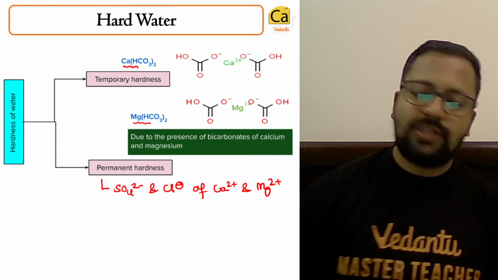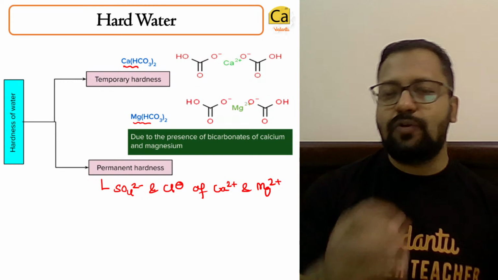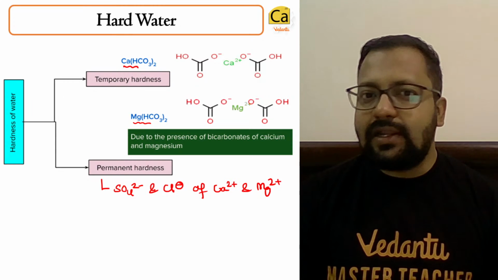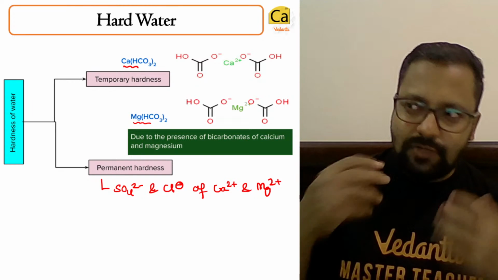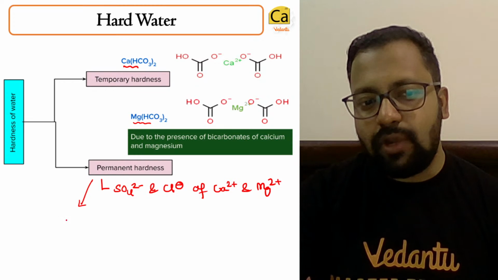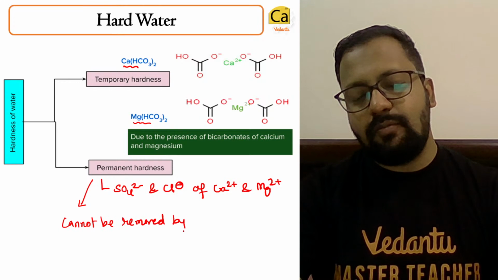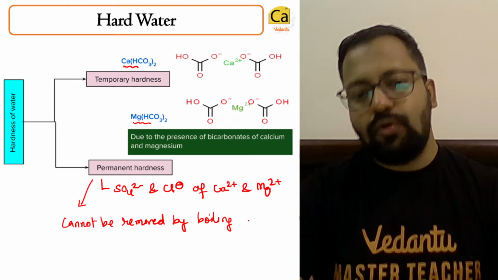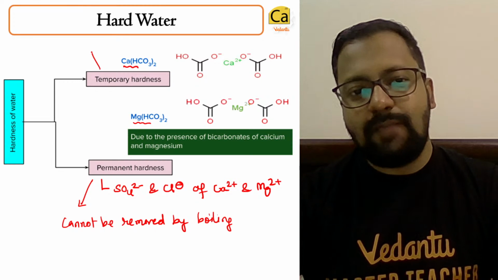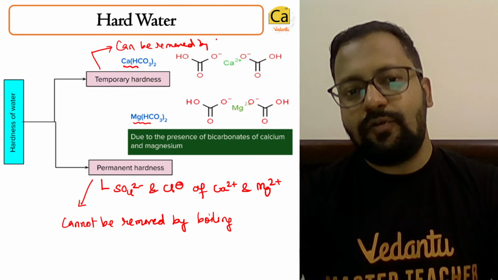Why is it known as temporary hardness? In olden days, if people had only hard water as a source, they would boil it and the hardness would be gone. You just have to boil the water and the hardness would be gone. Permanent hardness cannot be removed by boiling. You have to use certain chemical methods to remove permanent hardness. Temporary hardness can be removed by boiling.